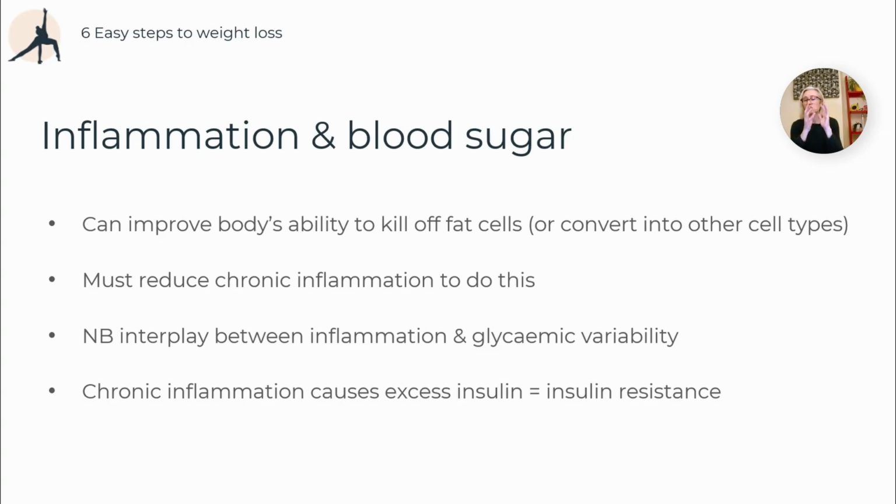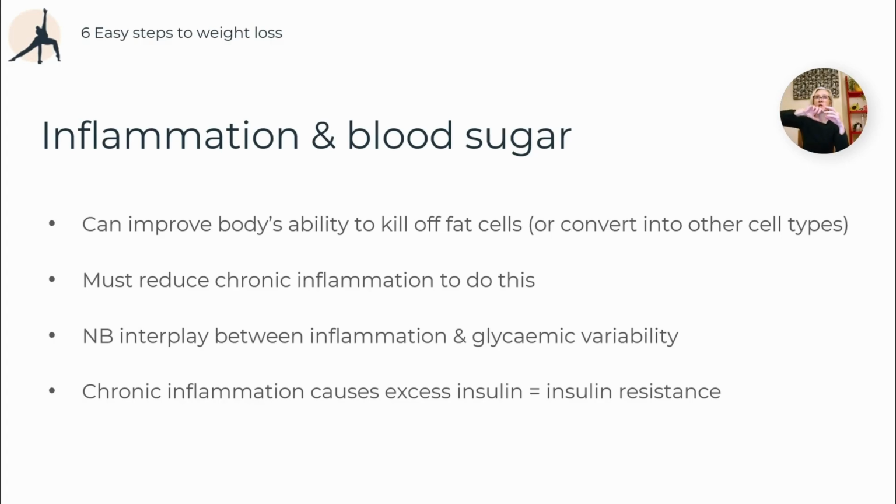So what we actually want to do is kill off those fat cells. We want to change those cells maybe into other types of cells, or we literally want to eliminate them altogether. We do have that capacity. But if we are experiencing inflammation, we can't manage that. So we have to manage inflammation in the body in order to kill off the fat cells or change them into another type of cell. So there is this interplay between glycemic variability and inflammation.